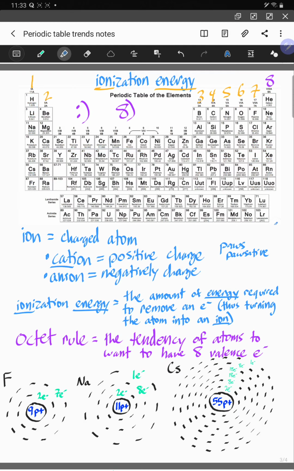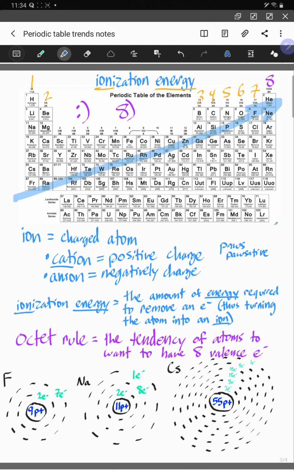So let's draw a line or an arrow for the overall trend of what ionization energy is on the periodic table. So the overall trend for ionization energy on the periodic table is going to be, as we go up and to the right, ionization energy is going to increase. So up and to the right. And so specifically, the elements with the highest ionization energy are going to be these ones up here on the top right. And the elements with the lowest ionization energy are going to be elements located here on the bottom left.